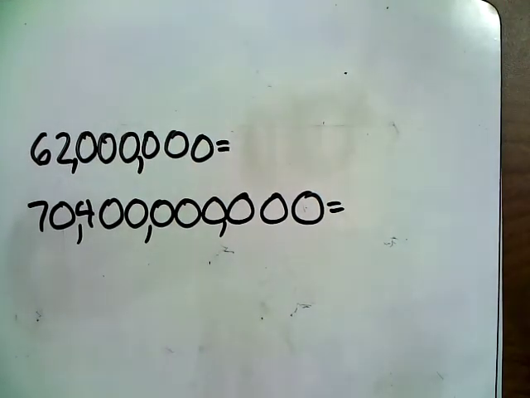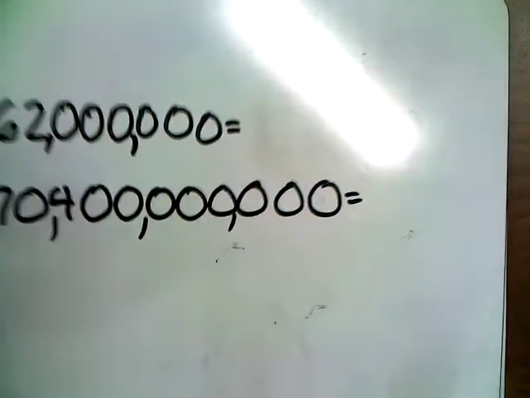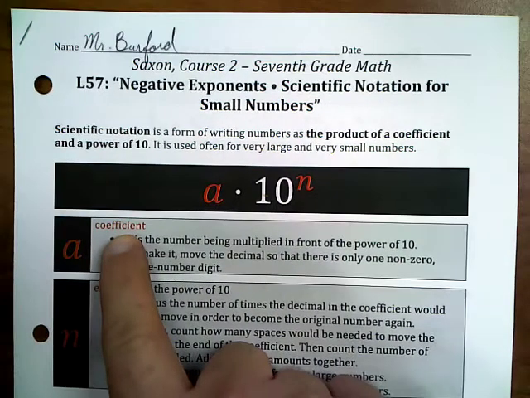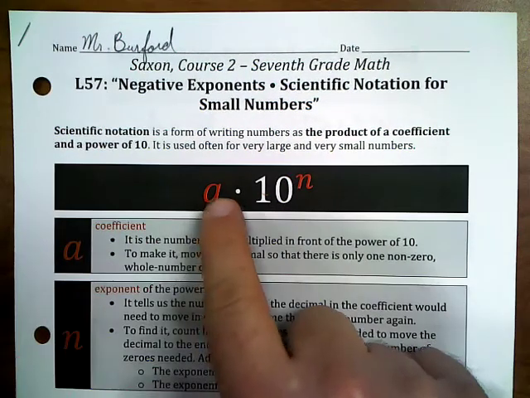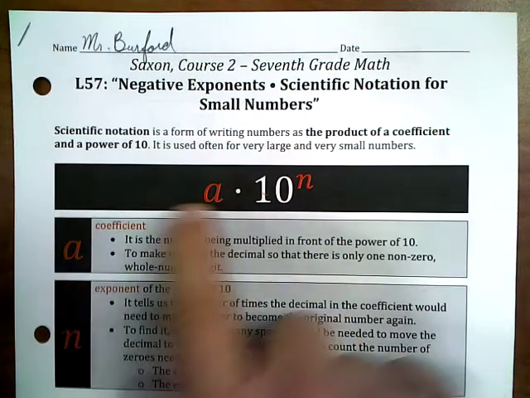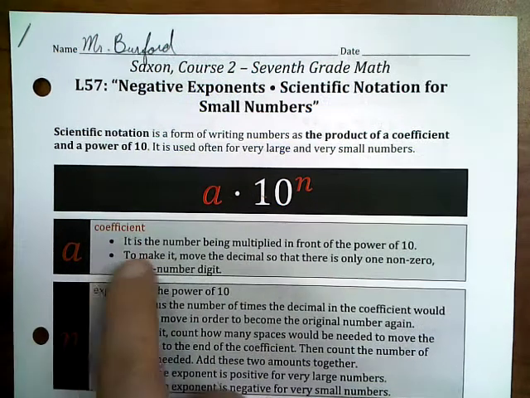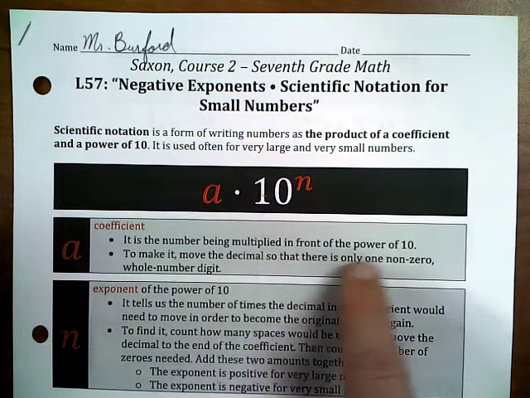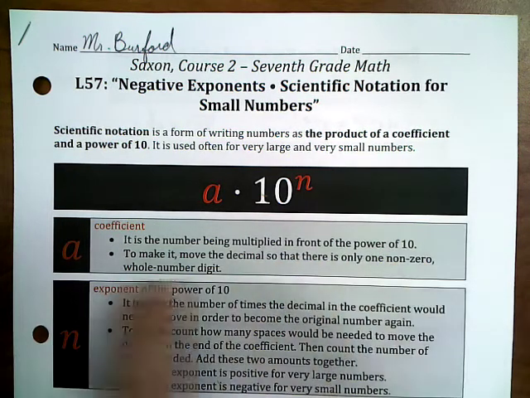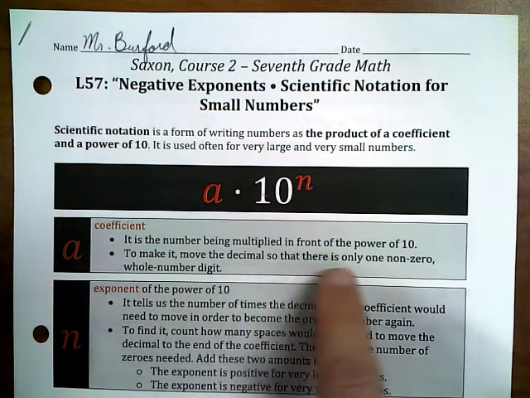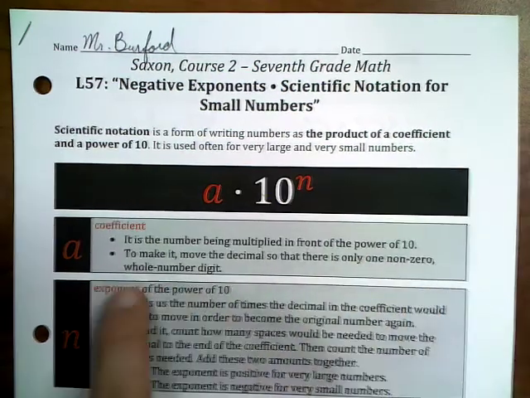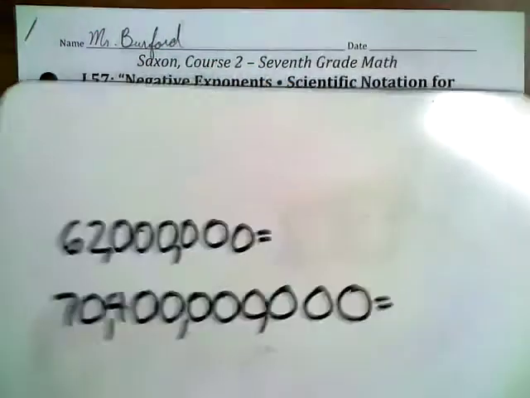So if we take a look here at these two numbers, they're kind of large, so we're going to write them in scientific notation. So the first thing that we're going to have is this thing called the coefficient. It's going to be of this form right here. This first guy here is the coefficient, and it's the number being multiplied in front of the power of 10. To make it, we're just going to move the decimal so that there's only one non-zero whole number digit.